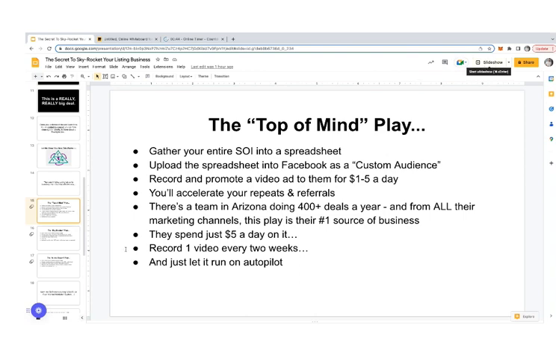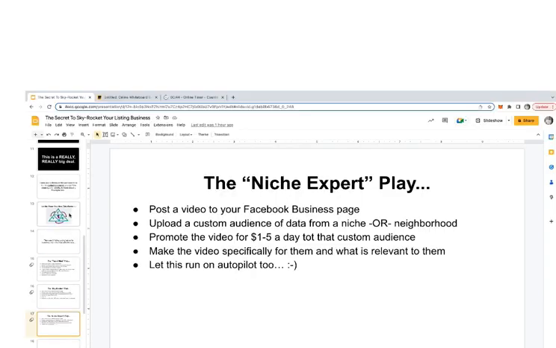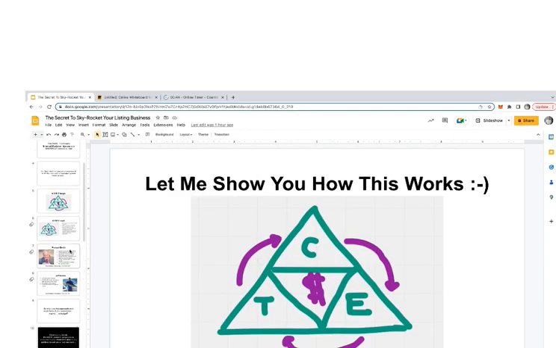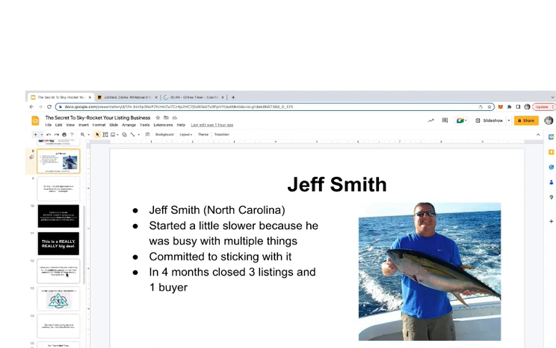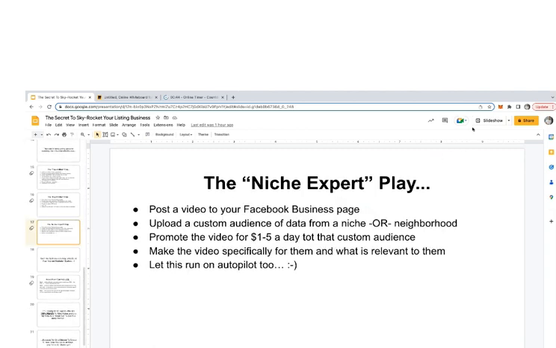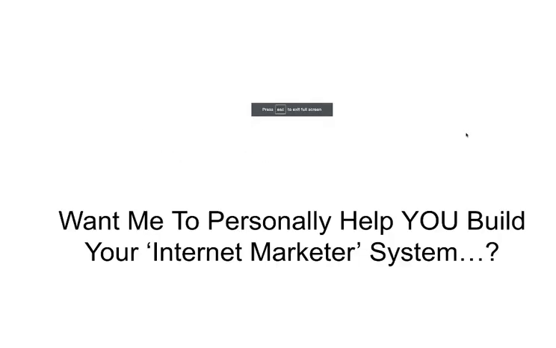So the top of mind play, the big brother play and the niche expert play are 3 of the best plays that I can tell you to roll out that worked really well. And that's exactly how I had Michael Smith start. Okay. He generated over $76,000 in commissions. And then that's how Jeff Smith started, over $32,000 in commissions. Okay. Now, I got a question for you.